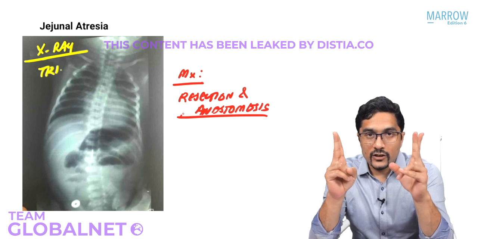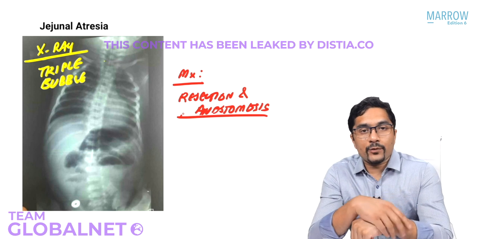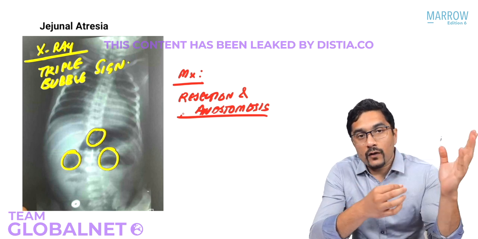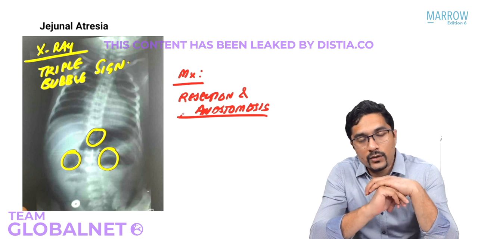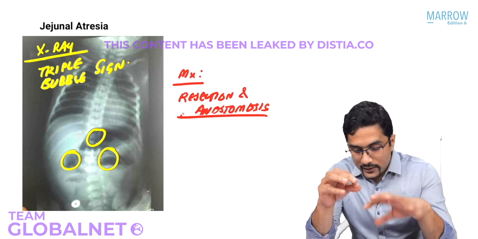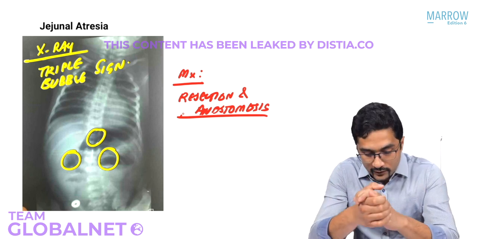You resect the atretic portion and you anastomose the two ends. The details of bowel anastomosis, I've already covered in the general surgery modules where I spoke about sutures and suturing procedures. So this is regarding jejunal atresia and duodenal atresia, which I've covered.